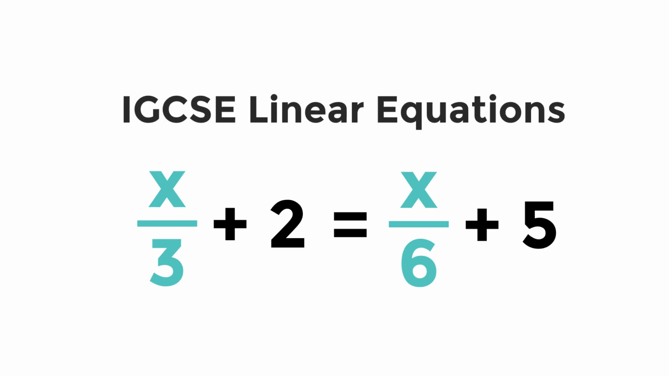Today, we'll learn how to solve linear equations that contain fractions on both sides. Let's start with this example. x over 3 plus 2 equals x over 6 plus 5. We'll solve it step by step.